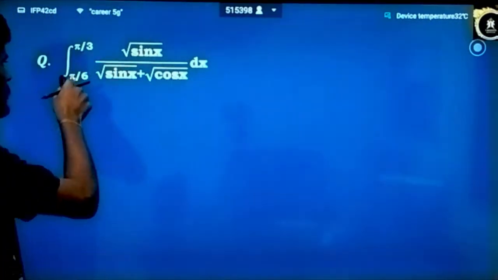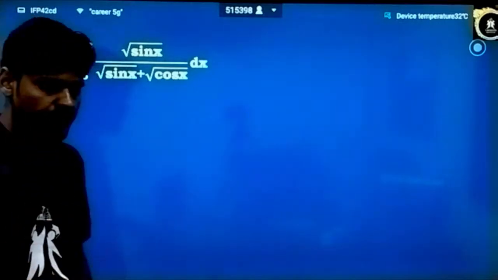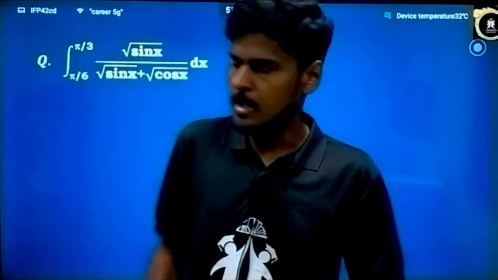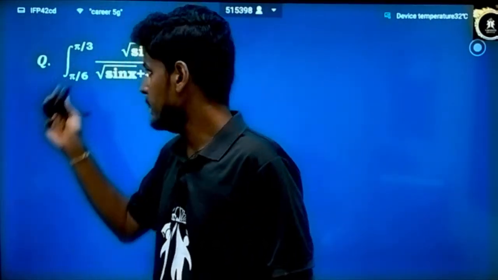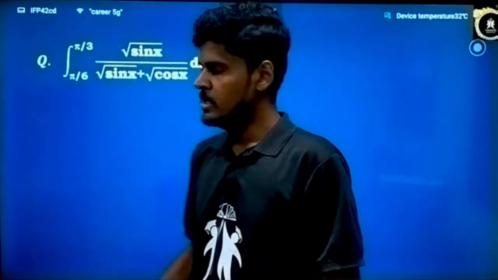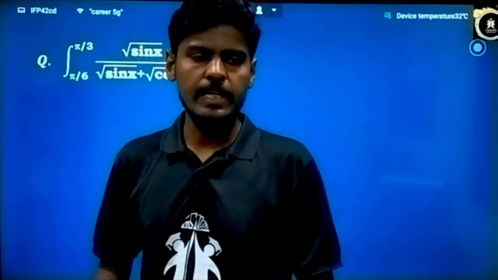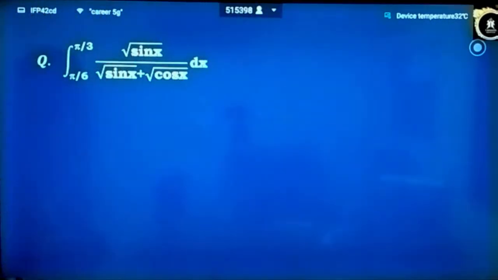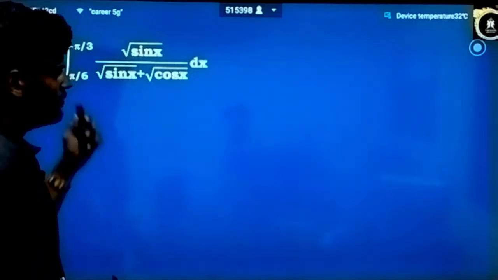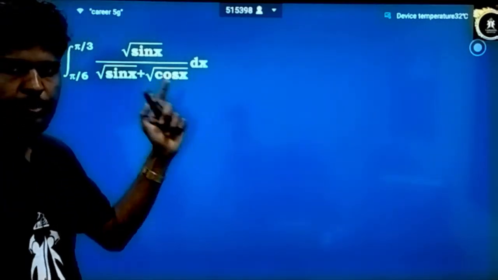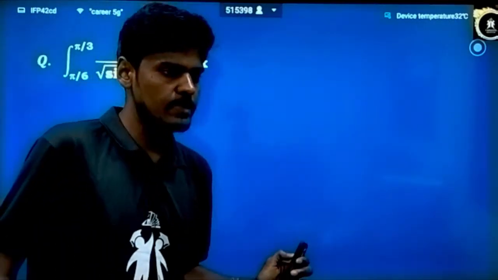Here limit is pi by 6 to pi by 3. Okay. Now what is pi by 6? 30 degree. Pi by 3 is 60 degree. So we have the property integral a to b f of x dx is equal to integral a to b f of a plus b minus x dx.